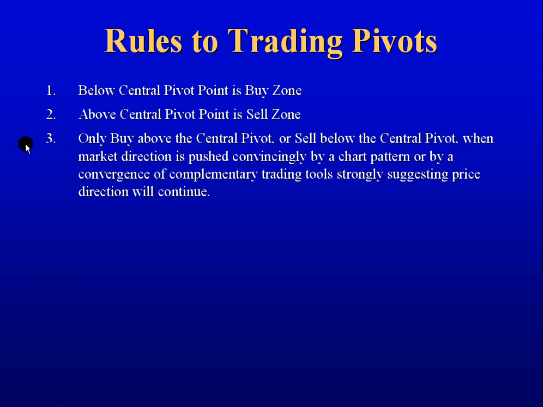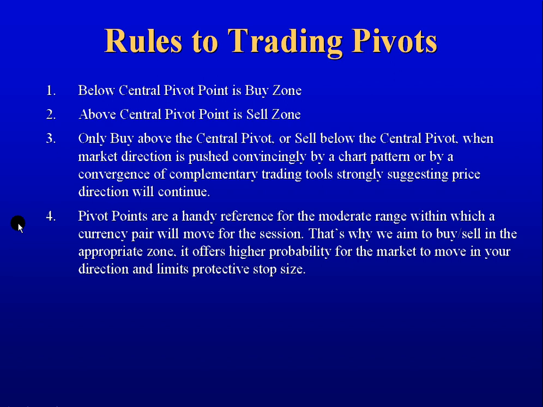You only really want to buy above the central pivot or sell below the central pivot when the market direction has been pushed really convincingly by a chart pattern or some very distinct characteristic or news event, something that has just really created an absolutely convincing one-sided flow to the market. And if a trade presents itself as a buy in the sell zone or a sell in the buy zone, then it's possible to do so. However, keep in mind that probability is still in all likelihood working against you.